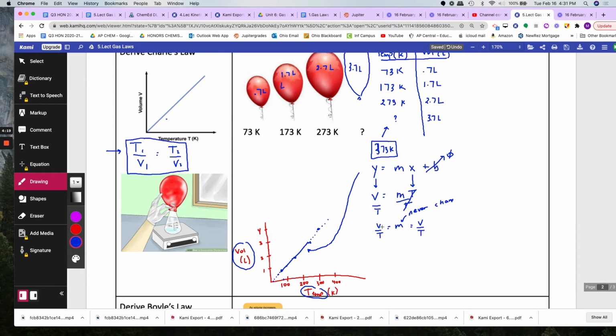So this could be initially, and this could be in the future. What would it be? Since the slope is the same, they're equal to each other as well. Since they're equal to m, then this and this are equal to each other. So V1 over T1 is equal to V2 over T2. And this is where Charles' law came from. It came from experimentation.